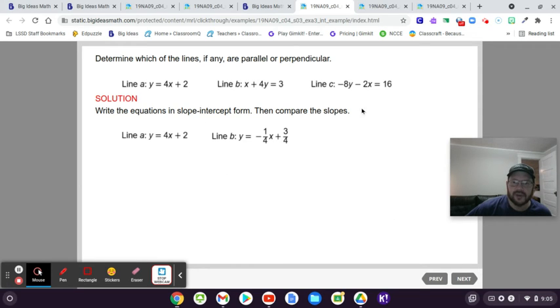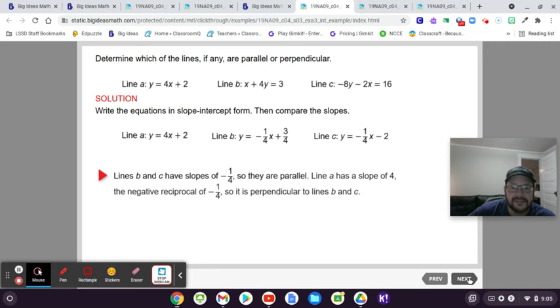Okay, and then what is the slope for line C? If you rearrange equation C and get y by itself, what is the slope for line C? All right, it is also negative 1/4. Therefore, lines B and C are parallel, and line A is perpendicular to lines B and C.